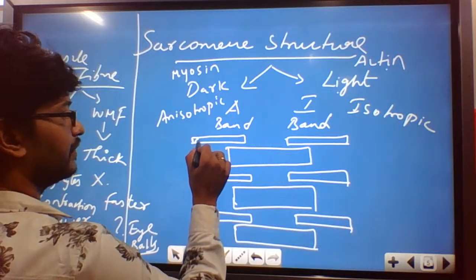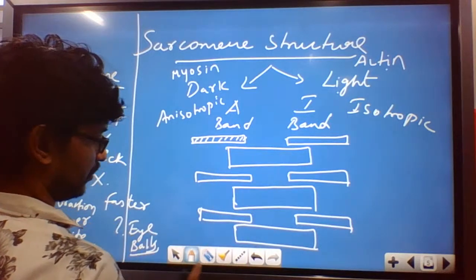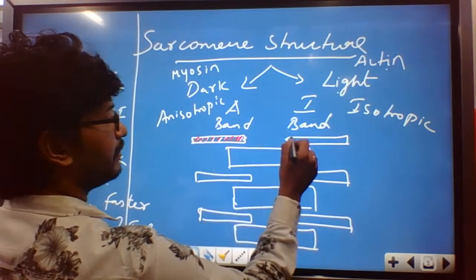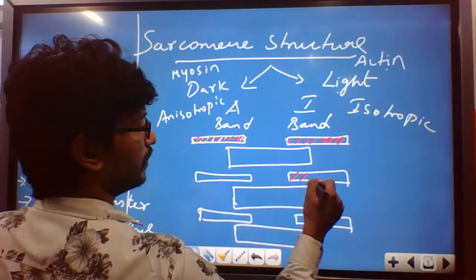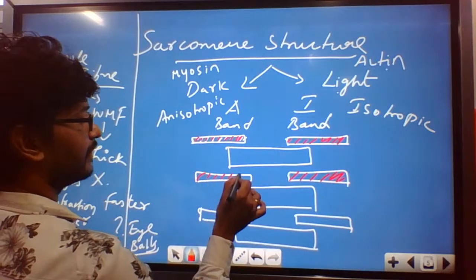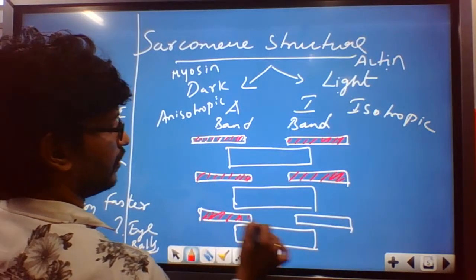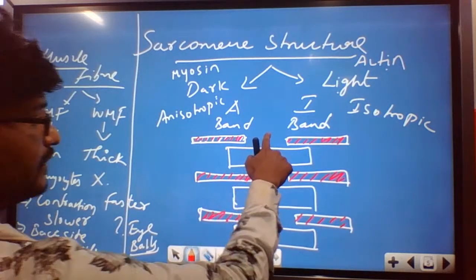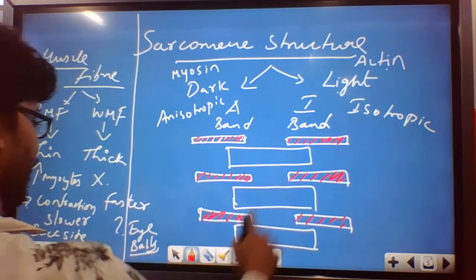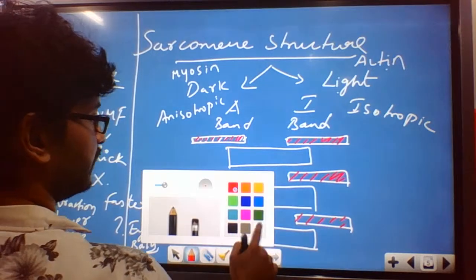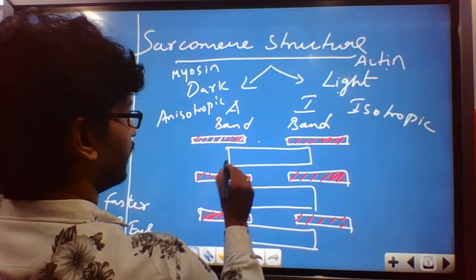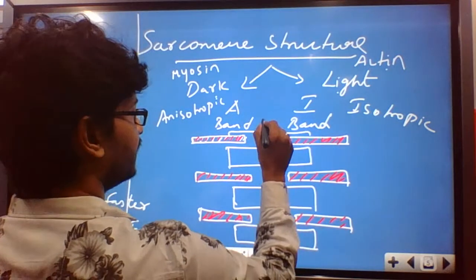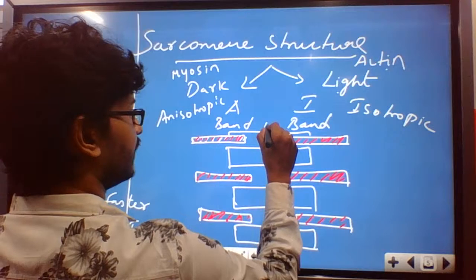So this shaded part, let me use another color for your reference. You could see this red region, right? This red region is all actin. These are all actin, and this is what we call the I region. And this central part, the full part, we call the A band. This is what we call A.